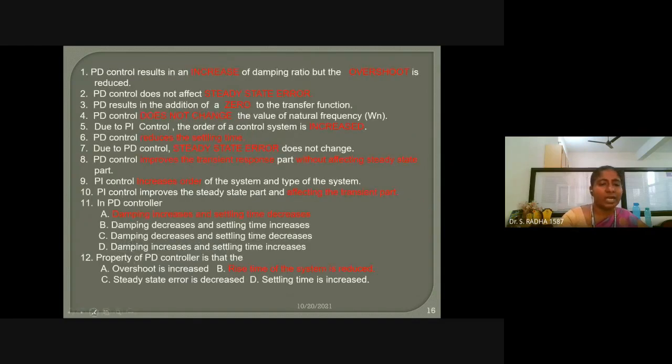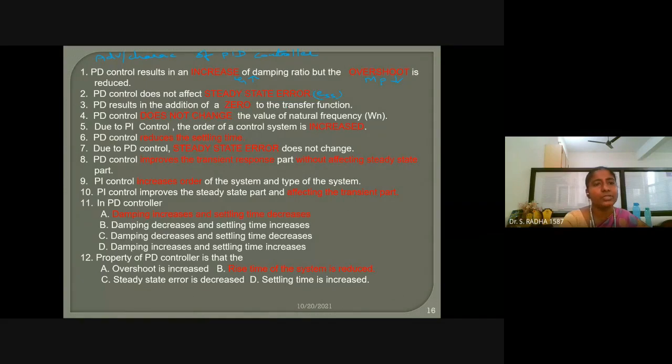Now I am going with the advantages of the PID controller. PI and PD together we are having. You can see the first 8 points are the advantages of PD, and from the 9th point, it is the advantages of PI. Together we can get it in the PID controller. Advantages or characteristics of the PID controller: it results in an increase in damping ratio, eta value increases, overshoot decreases, Mp decreases, steady state error not affected. Steady state error means ESS, it is not affected. Then addition of a 0 to the transfer function.